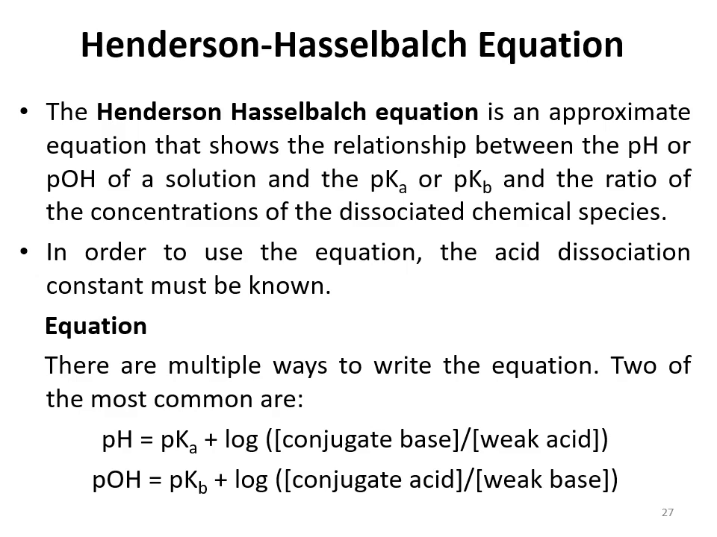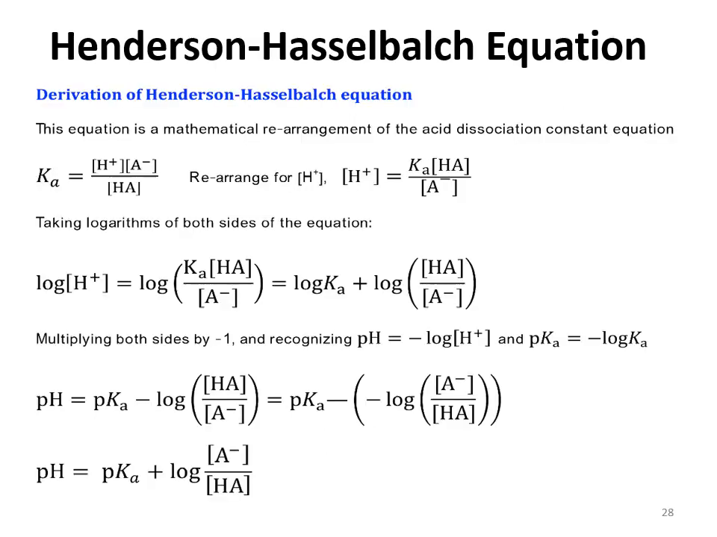And for pOH, the equation is pOH is equal to pKb plus log of the conjugate acid divided by the weak base. Next we will discuss how we have derived this equation. Derivation of the Henderson-Hasselbalch equation. This equation is a mathematical rearrangement of the acid dissociation constant equation.